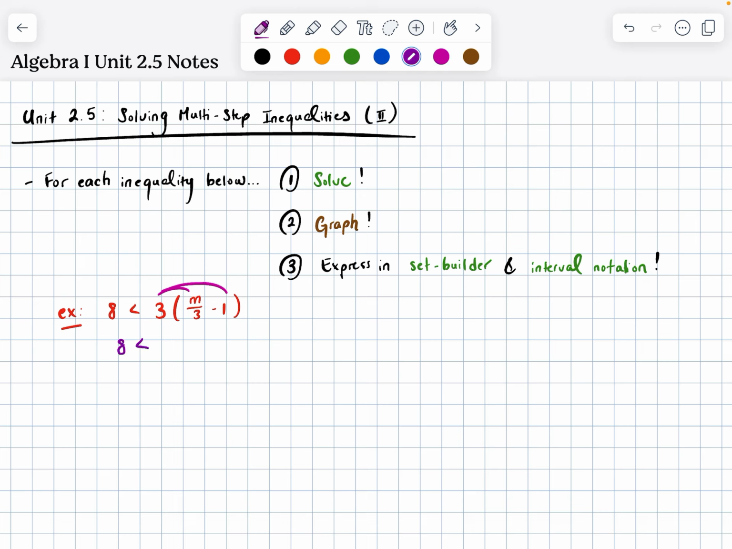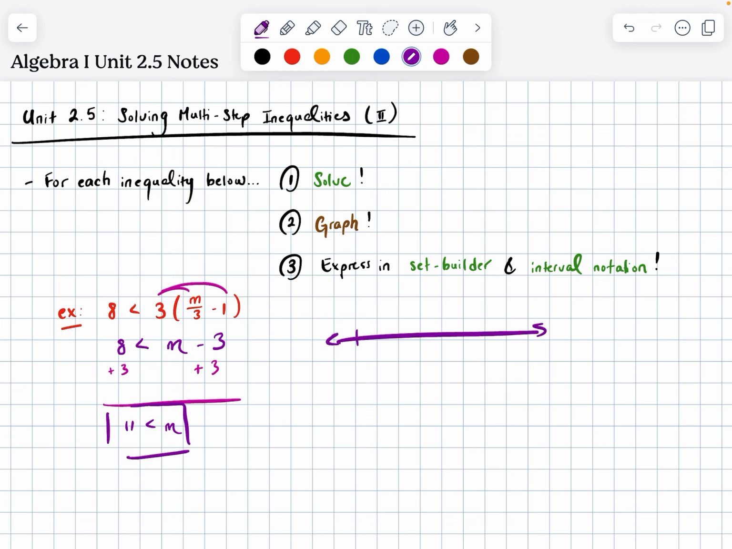So I've got 8 is less than 3 times m over 3. So I have to times 3 and divide by 3. That's like kind of doing 3 times 1/3. That's just 1m. 3 times negative 1 is negative 3. So I've got 8 is less than m minus 3. To get m by itself, we'll add 3 to both sides. 8 plus 3 is 11, less than m. So here is our first inequality solved.